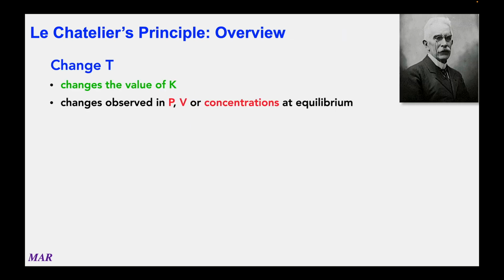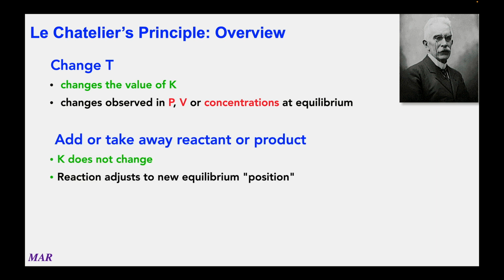So here's an overview of Le Chatelier's principle. If you change the temperature, you change the value of K, all right? Changing the temperature changes the value of K. And you can also result in changes associated with pressure, volume, concentrations, all kinds of stuff can happen if you change temperature. But it will actually change the value of K.